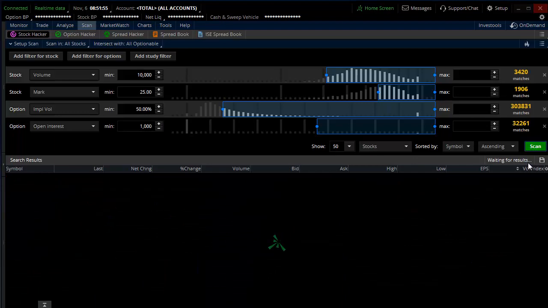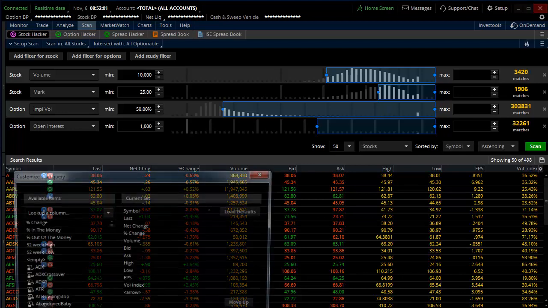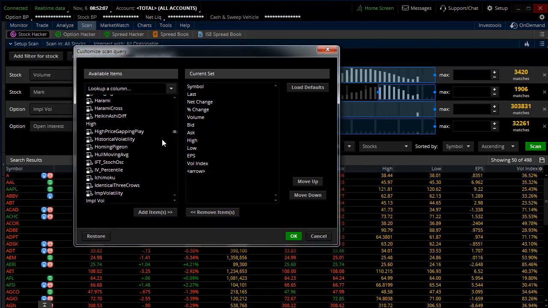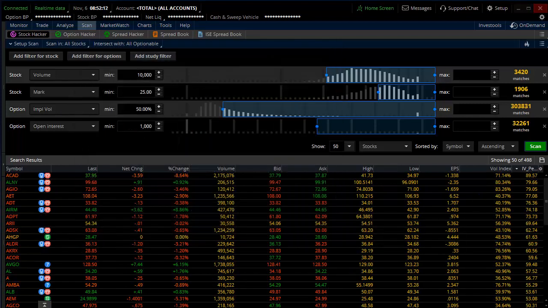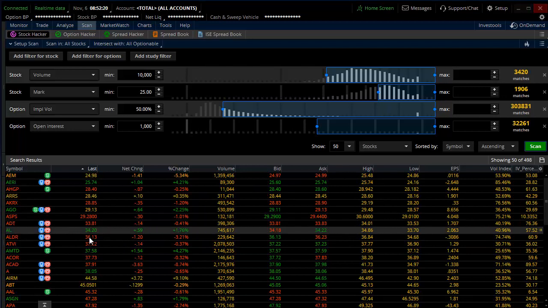It's going to give me probably 500 or 600, 498. You'll see this little cog wheel right here. I want to click that, and I want to hit customize. This is what it comes over. I want to look at the IV percentile. And the reason for that, and I'll tell you why, is because now if I click this column over here, it alphabetizes them. All right, if I click this one, it tells me by last.